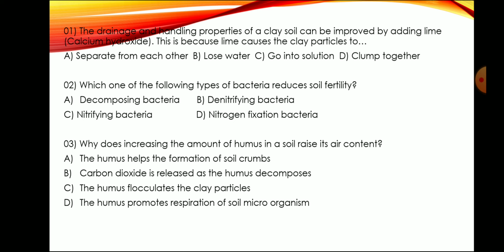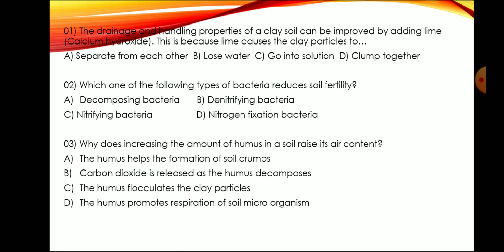The second question is: which one of the following types of bacteria reduces soil fertility? A, decomposing bacteria. B, denitrifying bacteria. C, nitrifying bacteria. And D, nitrogen fixation bacteria. So the correct answer is B, denitrifying bacteria.